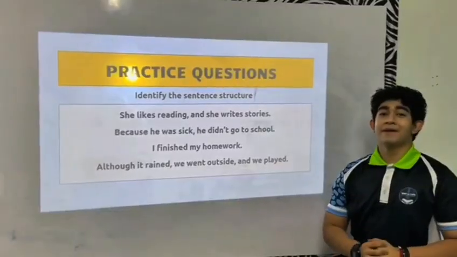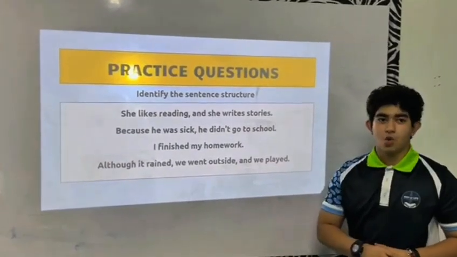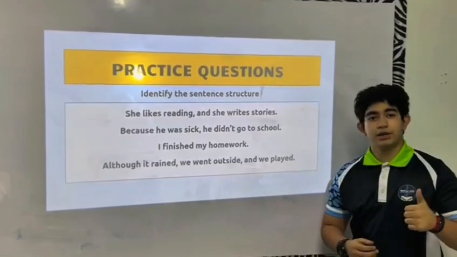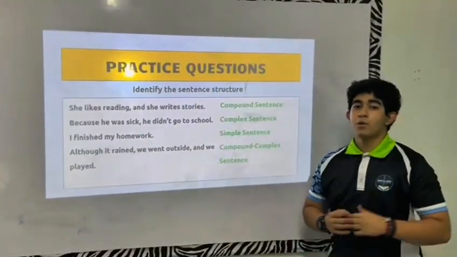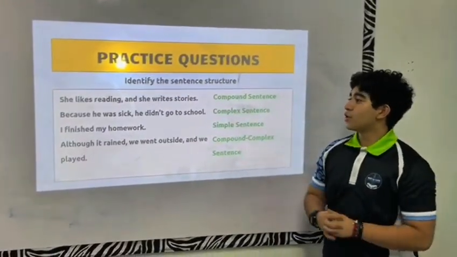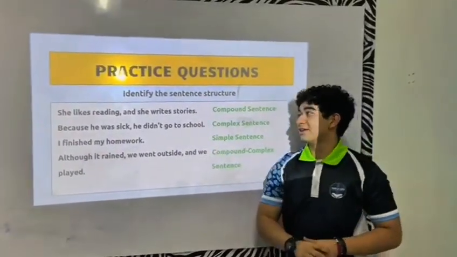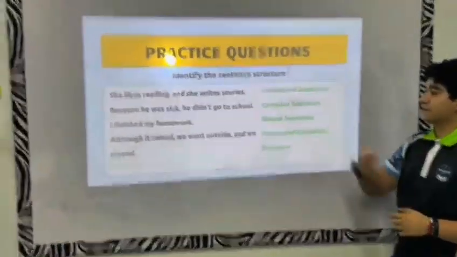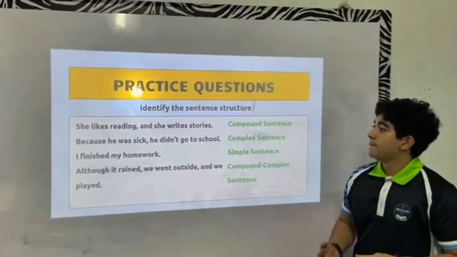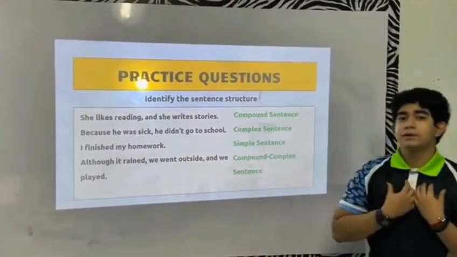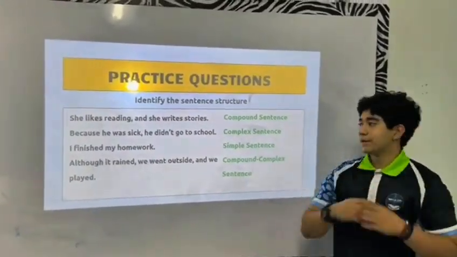We have some practice questions for you to answer at home. Identify the sentence structure. I invite you to pause the video, because in 3, 2, 1, we're going to show the answers. Okay, so we're going to review why this or this. She likes reading and she writes stories. It's a compound sentence. Why? Because both of them, she likes reading and she writes stories, are complete thoughts, so they're basically independent clauses.